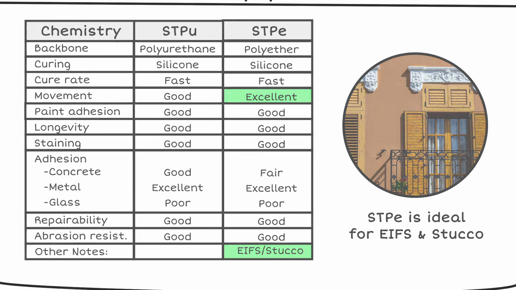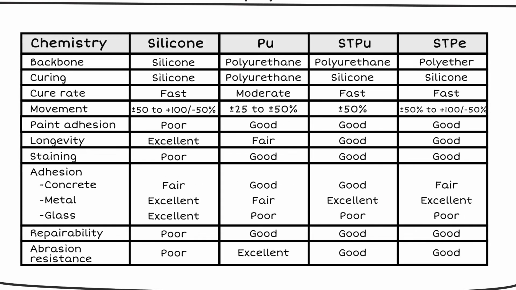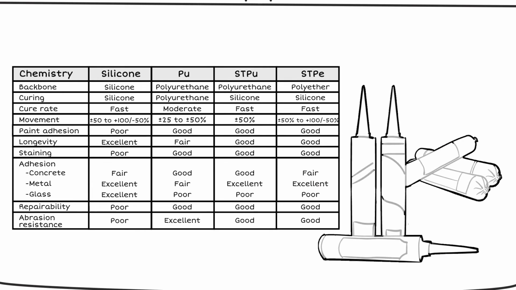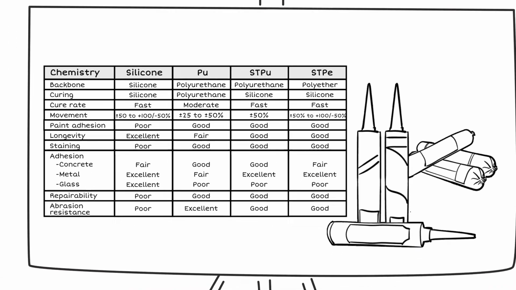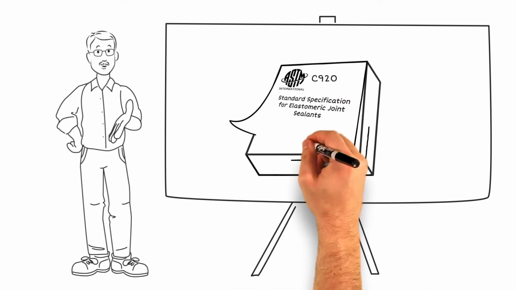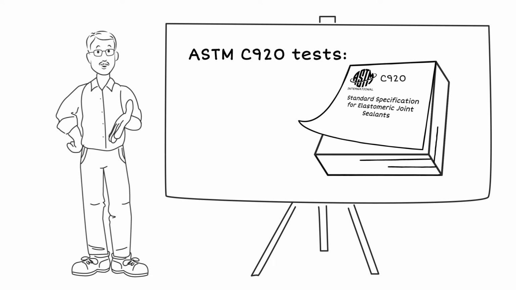be minimized. Now that we've explored the major sealant chemistries, you may have noticed some overlap in their attributes and common applications. How can we compare specific sealant products to choose the right one for the job? ASTM C920 is the standard specification used in the industry to evaluate and compare sealant performance. It includes tests for flexibility, hardness, and adhesion. The results of these tests determine sealant classification.